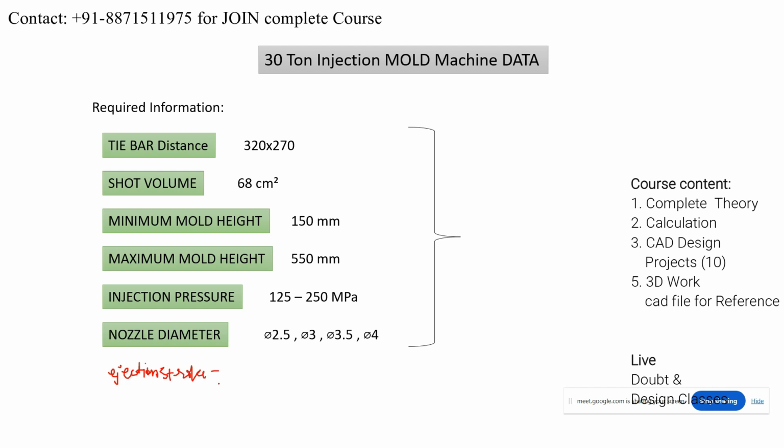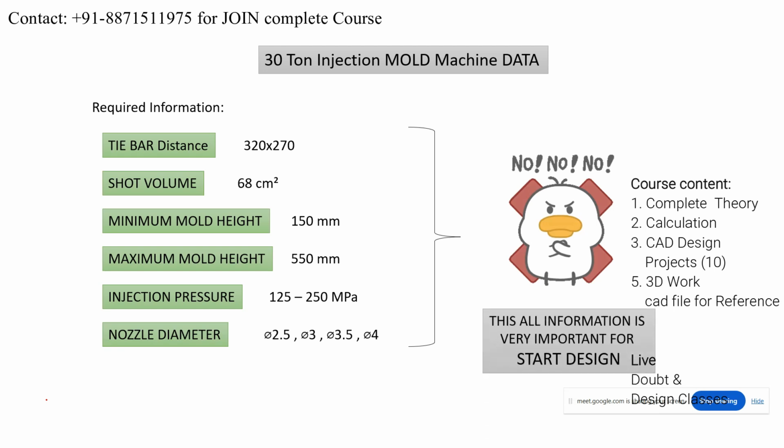Ejection stroke, by which we can verify the height of the component. Our component height should be less than this ejection stroke, so that we can eject the component in a proper way. This information is very important for starting the design.